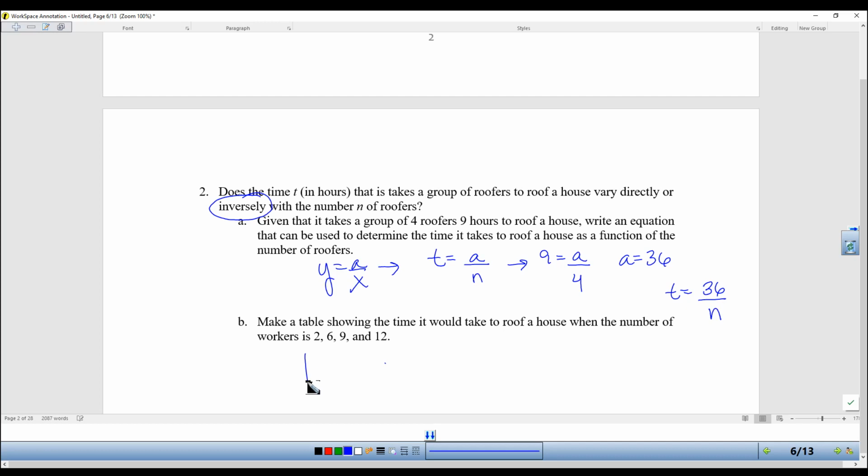Make a table showing the time that it would take to roof a house. So here's the number of roofers is 2, 6, 9, and 12. How long would it take? So using this equation, T is 36 over N. If N is 2, it would take 18 hours. If you've got 6 men working, it's only going to take 6 hours. If 9 people are working, it's only going to take 4 hours. And if 12 people are working, it's only going to take 3 hours.